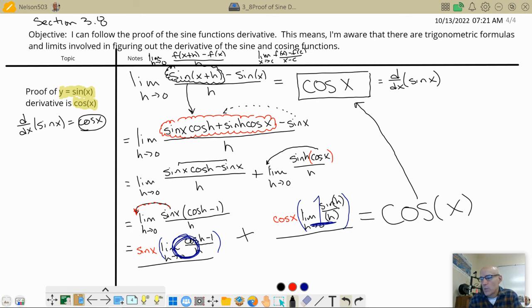So to me, this makes more sense that we evaluate those two limits down here. One went to 1, the other one went to 0. The 0 one kind of gets rid of that sine over there, and the 1 keeps the cosine. It's crazy how that works.